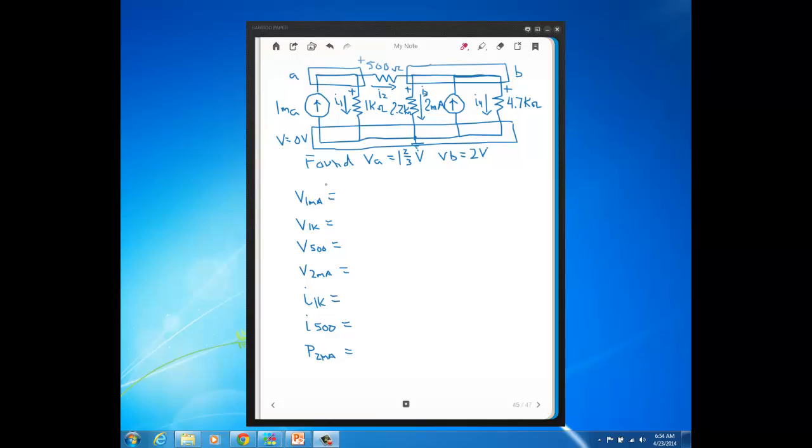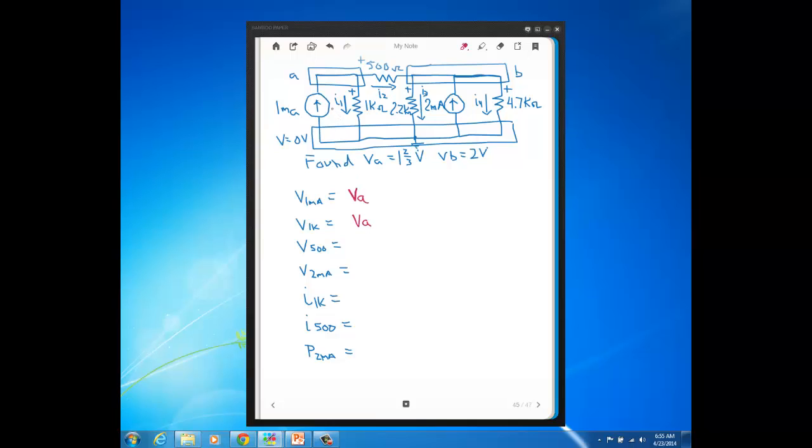So for example, now that we know these node voltages, if I want the voltage across the 1 milliamp current source, well look, this current source is connected to node A and ground. So the voltage across it is just VA. So you see the voltage across that 1 milliamp current source is just going to be 1 2/3 volts. Likewise, same thing with the 1K ohm resistor. One side's connected to node A, the other side's connected to ground. So its voltage is also going to be 1 2/3 volts, VA.